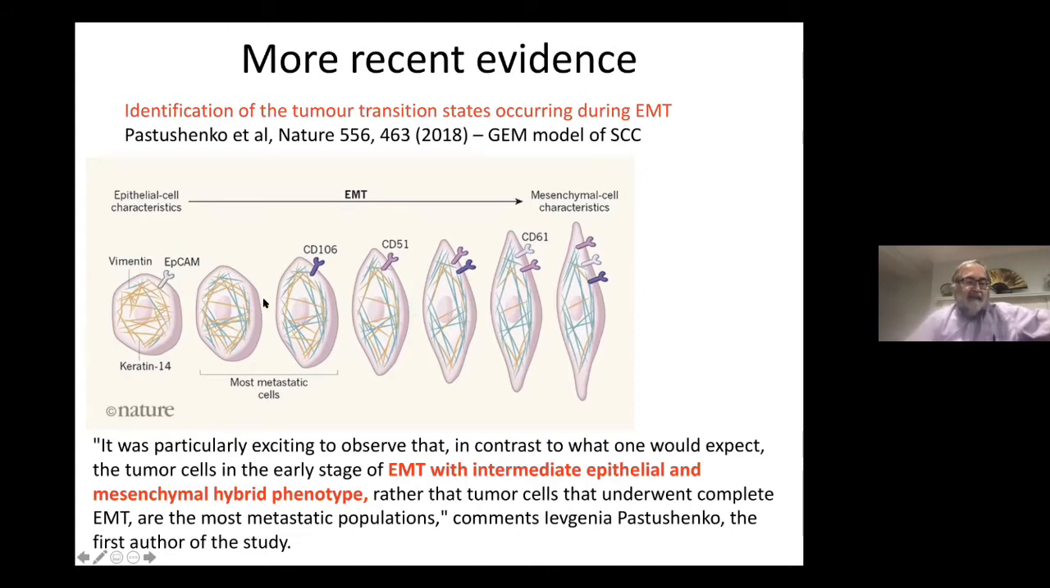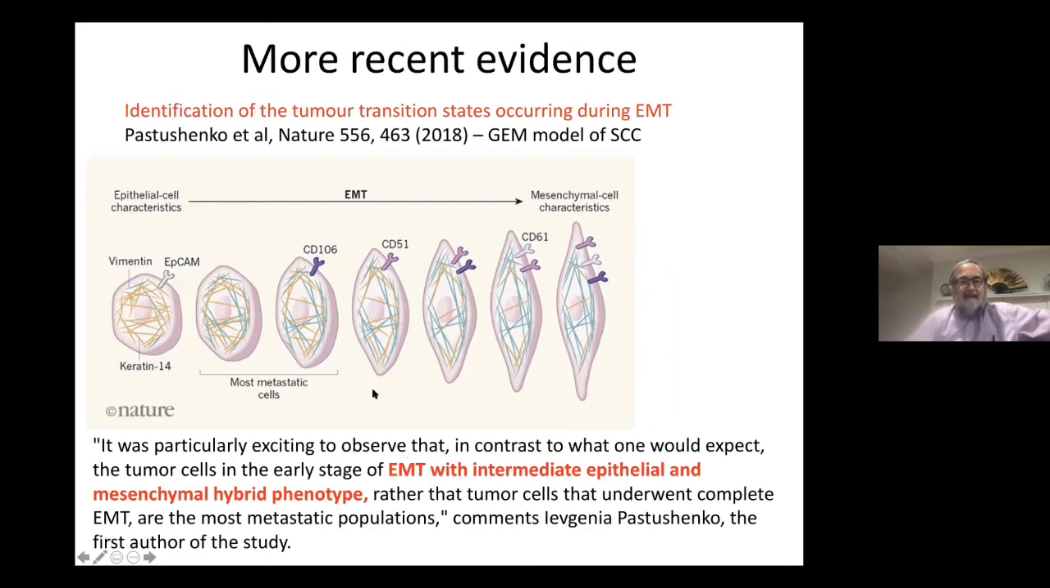And then they re-injected these cells into the mouse and asked which of these re-injections were going to give rise to more metastases. So which cells are more able to actually generate new metastatic lesions? And what they stated was that the most metastatic cells were ones that were hybrid. They were not purely epithelial, but they also were not purely mesenchymal. They were ones that somehow were in the intermediate. And they stated, well, it was particularly exciting to observe that in contrast to what one would expect, the tumor cells in the early stages of EMT with intermediate epithelial and mesenchymal phenotypes, rather than the tumor cells that underwent complete EMT, are the most metastatic populations.